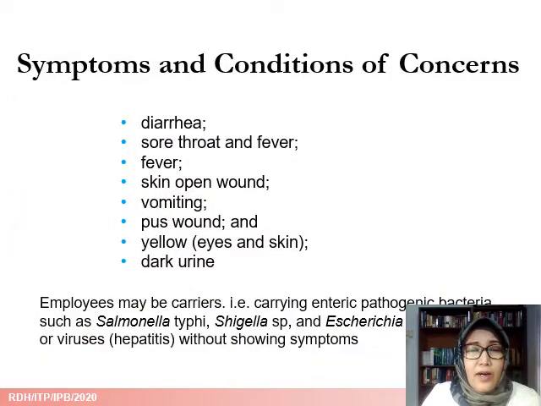The following are symptoms and conditions of concern among the food workers. People with diarrhea, sore throat and fever, skin open wound, vomiting, pus wound, and yellow eyes or skin, as well as dark urine, shall not be allowed to handle food directly. Employees may also be carriers, that is, people who carry enteric pathogenic bacteria such as Salmonella typhi, Shigella, etc., without showing any symptoms.